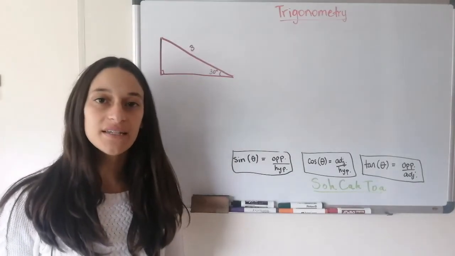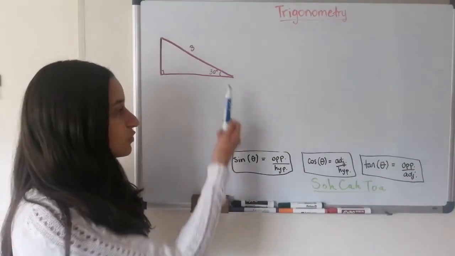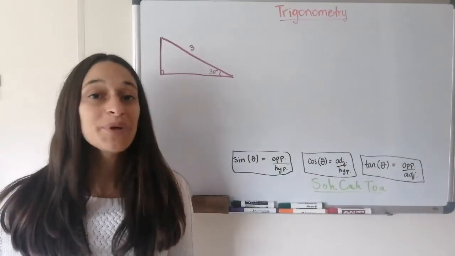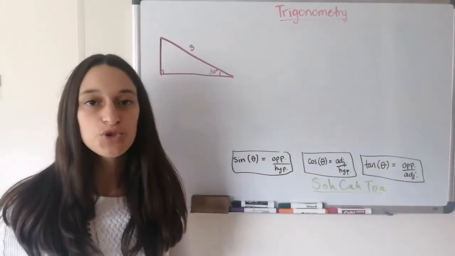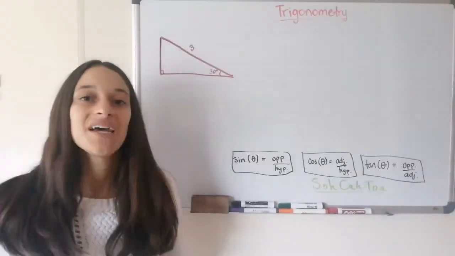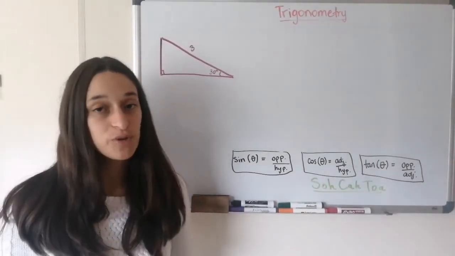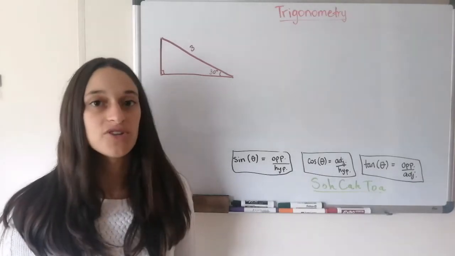Now let's do this second example, which is a little bit harder. Here we're given a triangle where the angle is still 30, but we only have one side. We're only given the hypotenuse. So we can't use the Pythagorean theorem to find out this side or this side. We're going to have to use something else, because for the Pythagorean theorem to work, we need two sides to solve for the other side.